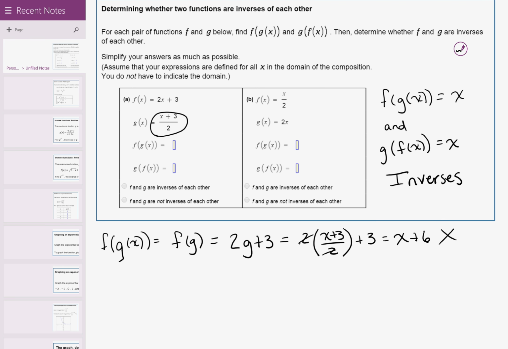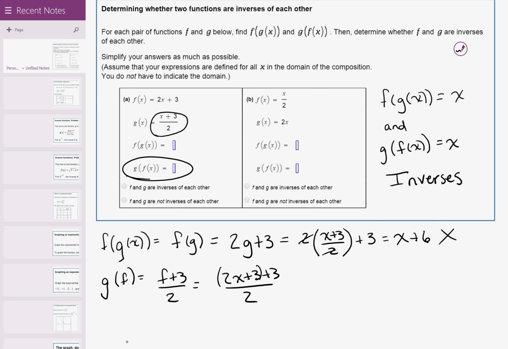I am going to find g of f of x because I'm required to by the system. So g of f is equal to f plus 3 divided by 2. But f is 2x plus 3, and then plus 3 divided by 2. Right, this right here is f. That is 2x plus 6 divided by 2, which is x plus 3. Not inverses.